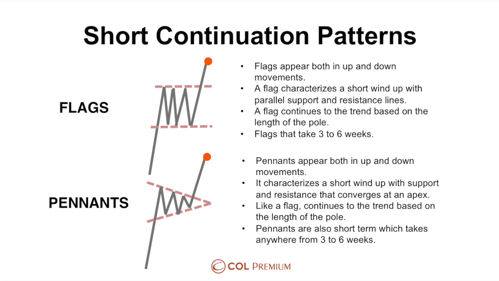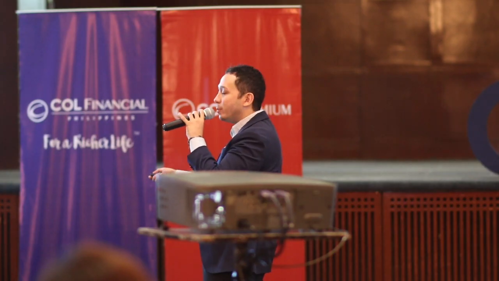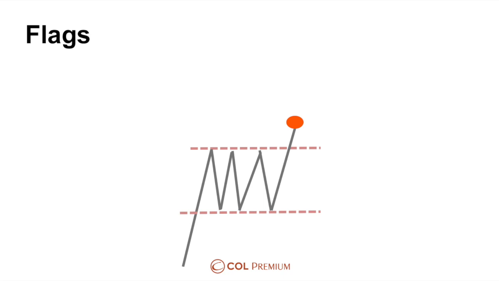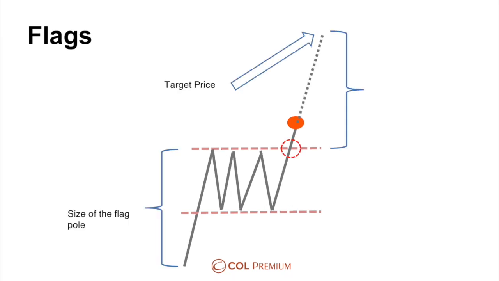And the reason why flags and pennants are particularly favorite of traders is because you don't use the size of the flag or the pennant, the size of the duration, to measure the minimum breakout target. You use the size of the flagpole, which means that you take the length from this low all the way to the high, and then you put that on top of the breakout point to determine the minimum breakout target of that particular flag or pennant.